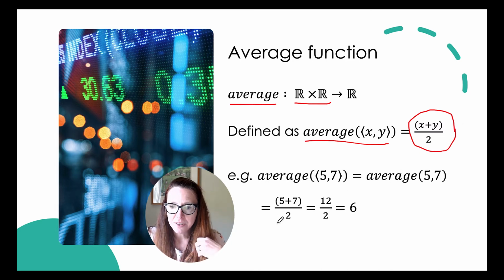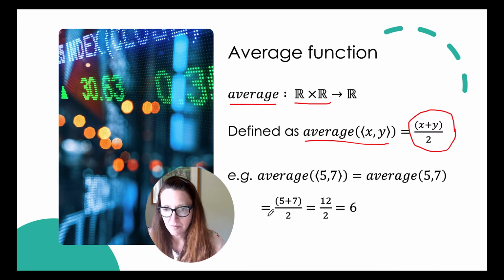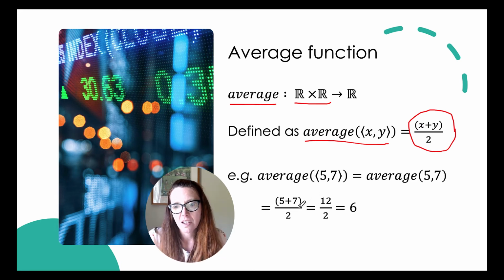In this scenario, what I would get if I have, for example, the average of 5, 7, I'm going to get 5 plus 7 over 2, or 12 over 2, which is 6.